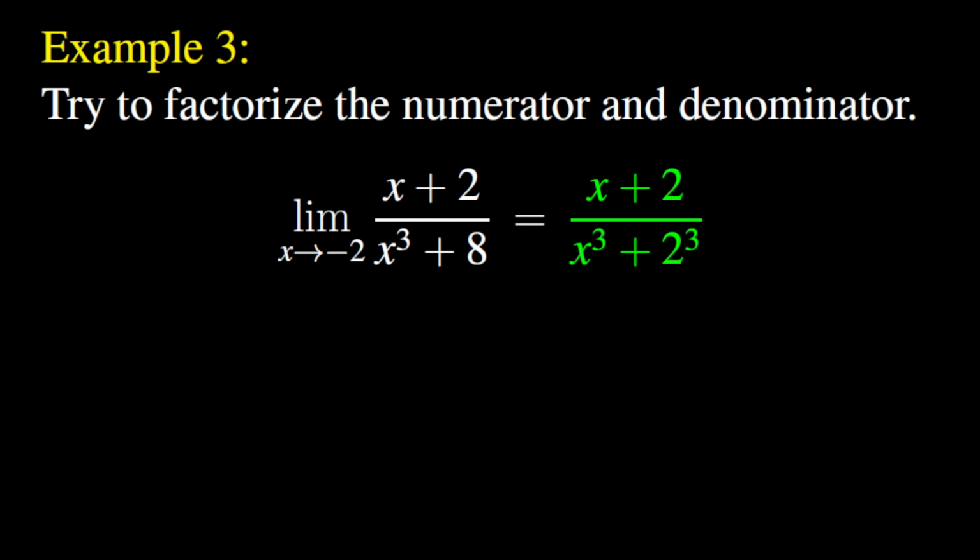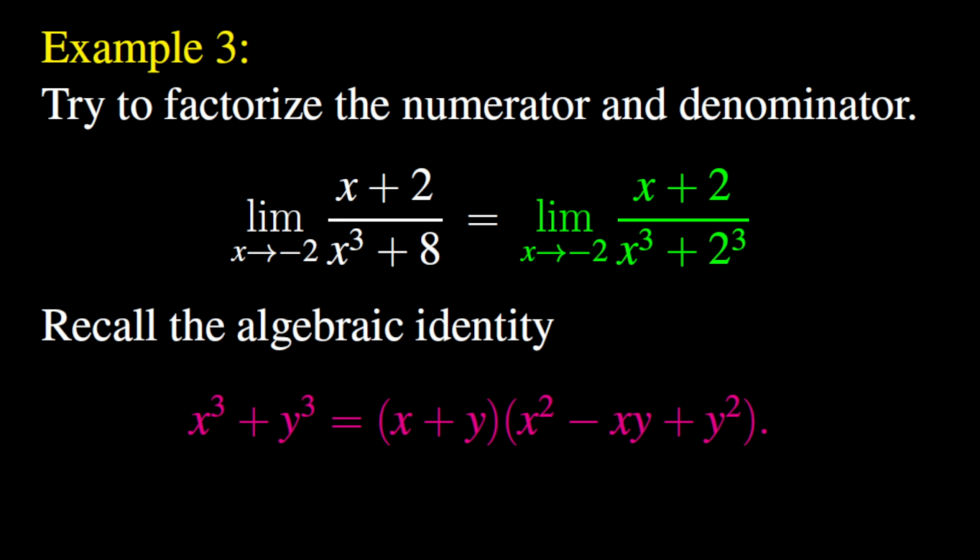First of all, we notice that 8 equals 2 cubed. So on the denominator, we have a sum of cubes. The numerator is a polynomial of degree 1, it cannot be factorized further. Since the denominator is a sum of cubes, we need to use the important algebraic identity about the sum of two cubes. Note that x cubed plus y cubed equals x plus y, times x squared, minus xy plus y squared.